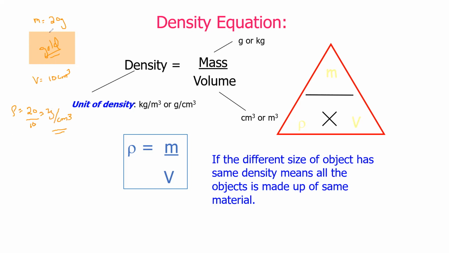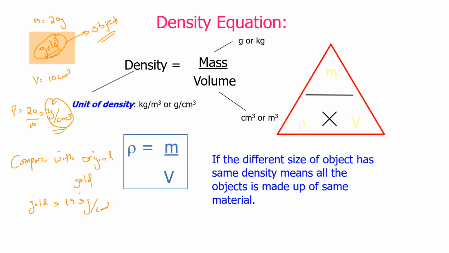Now how can I show whether it is made up of gold or not? I will compare the density of this object with the density of original gold. And what is the density of original gold? The density of gold is 19.3 gram per centimeter cube. So the object which I have, I claim it is gold. But when I found the density, it is coming out 2 gram per centimeter cube, and the actual density of gold is 19.3 gram per centimeter cube. So my question is, is this object made up of gold? Yes or no?